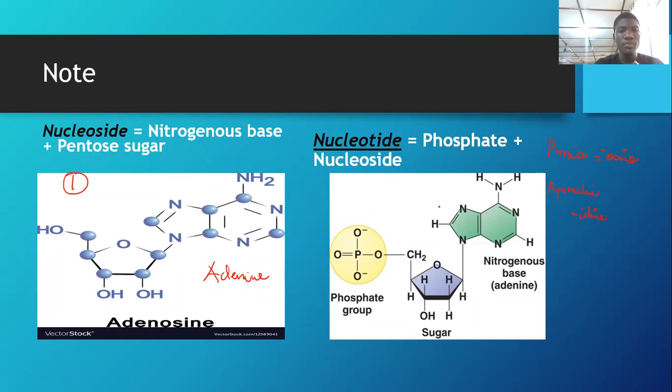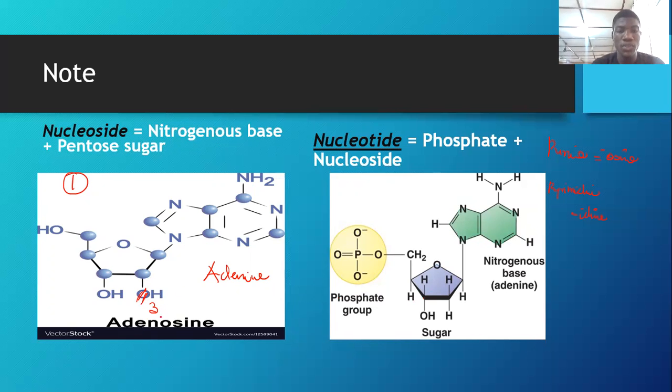So let's say here, this is a nucleoside. We just have adenine, and then we have a ribose sugar. Now this is even a wrong diagram. This is a ribose sugar. It's supposed to be a deoxyribose sugar. So let's just say I've cancelled the O. Now it's deoxyribose because it has lost O at carbon 3. Yes, it has lost the O at carbon 3.